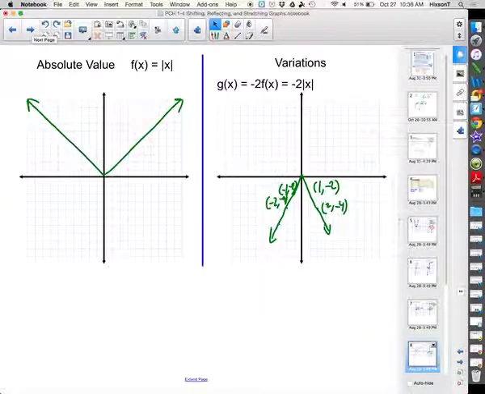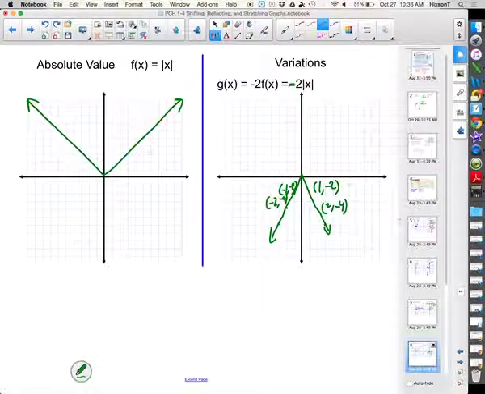So this is what it all ends up looking like. You can see it's reflected across the x-axis because of this negative. And then also the 2 doubles all of your y coordinates. It's stretched vertically because instead of a 1, 1, it got stretched to be 2. Instead of a 2, 2, now it's stretched to be 4.